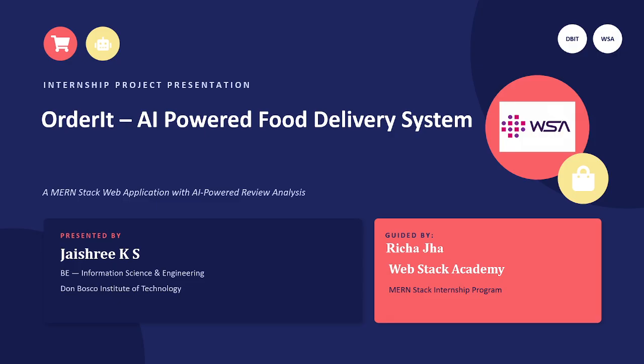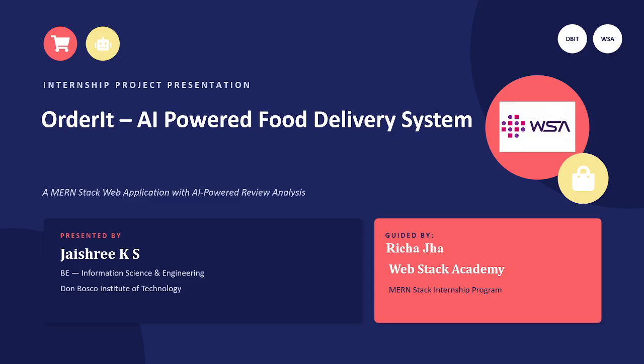The project overview. OrderIt is an AI-powered food delivery application developed using the MERN stack, which consists of MongoDB, ExpressJS, React.js, and Node.js. The main objective of this project is to provide users with an easy and secure platform to browse restaurants, explore the menu, add food items to the cart, and place orders online.